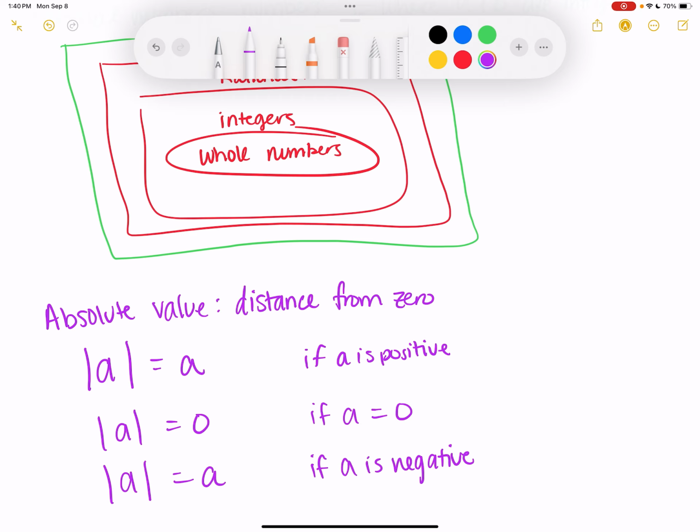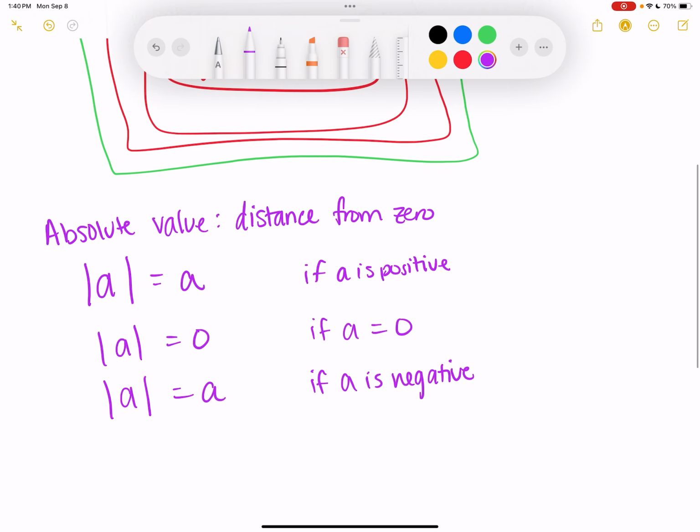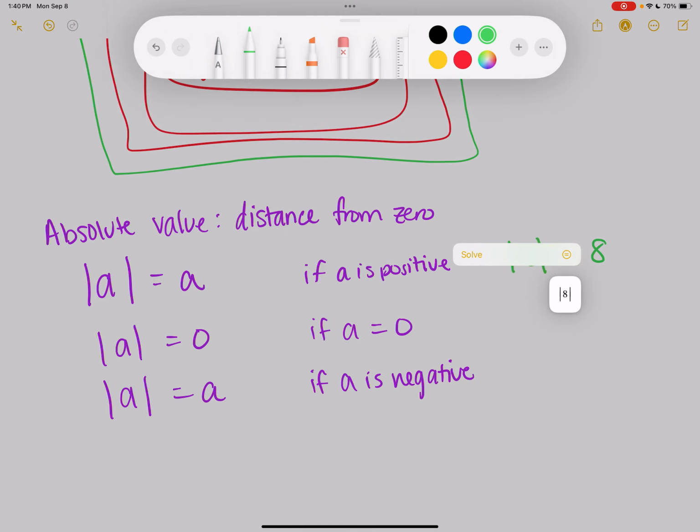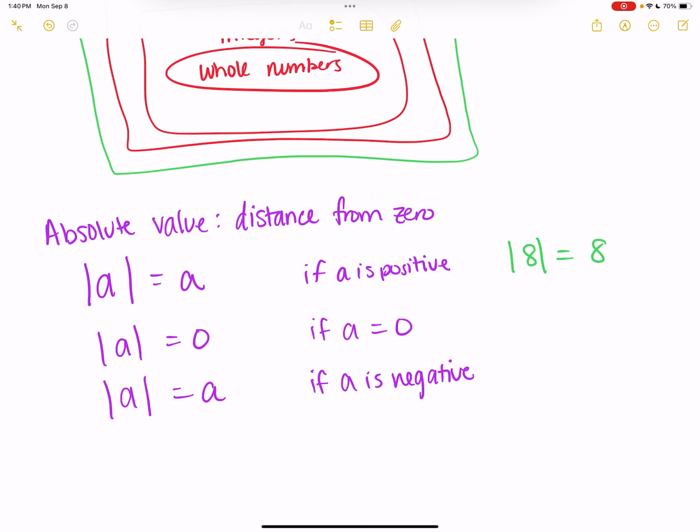As numbers go, so that this isn't confusing, for an example here, if I have the absolute value of 8, that's equal to 8. If I have the absolute value of 0, that's equal to 0. But the absolute value of negative 2 is equal to positive 2.